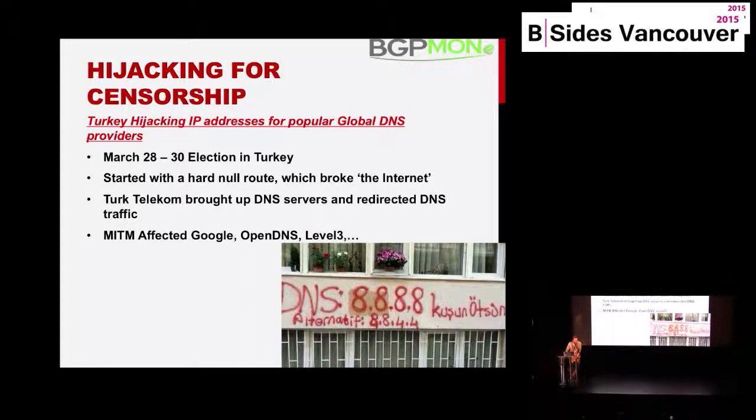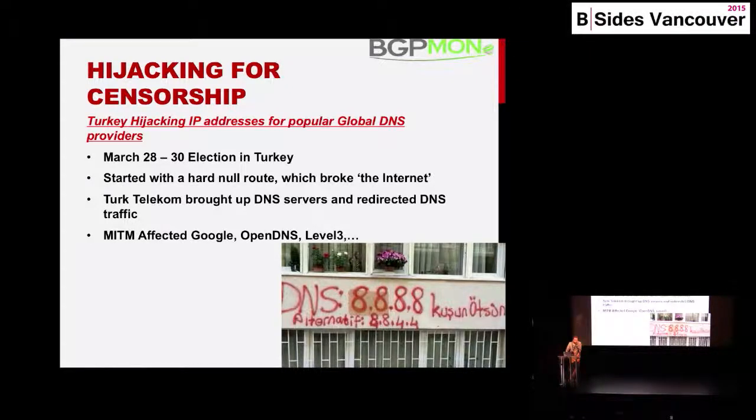Within a few hours, we noticed all traffic from Turkey dropped off. There was basically zero traffic left. What happened was they had now null routed all traffic to some of these IP addresses, popular open resolvers like Google and OpenDNS. Well, that sucked, but they pretty quickly realized that the collateral damage is pretty significant.